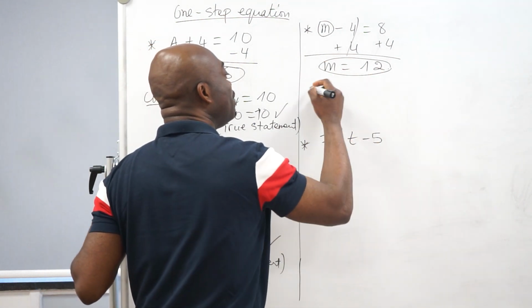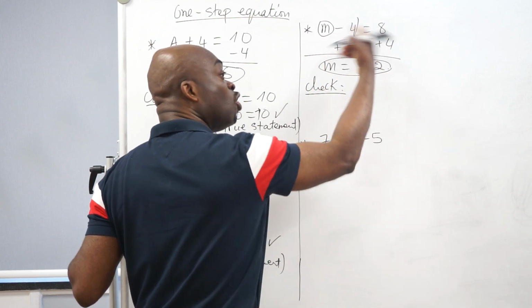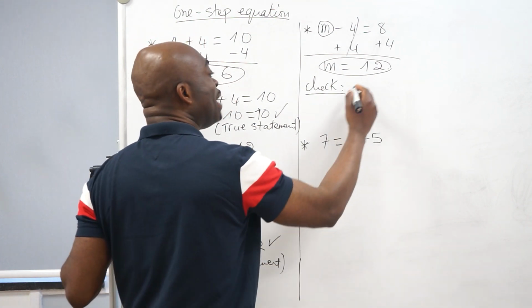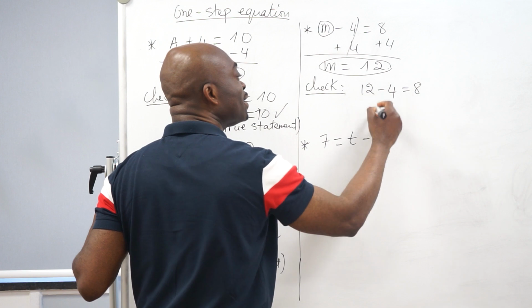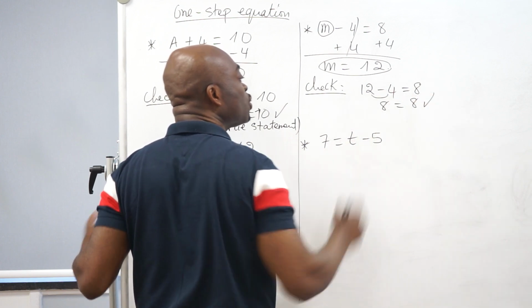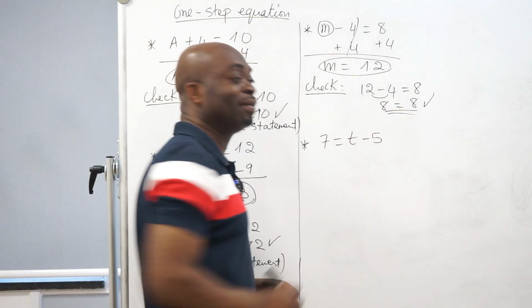Now we can check that also out. So we go back to the original equation, and we're going to substitute n with 12. So that means we have 12 minus 4 equals 8. And then these two, 8 equals 8. This also checks out. We also have a true statement right there.